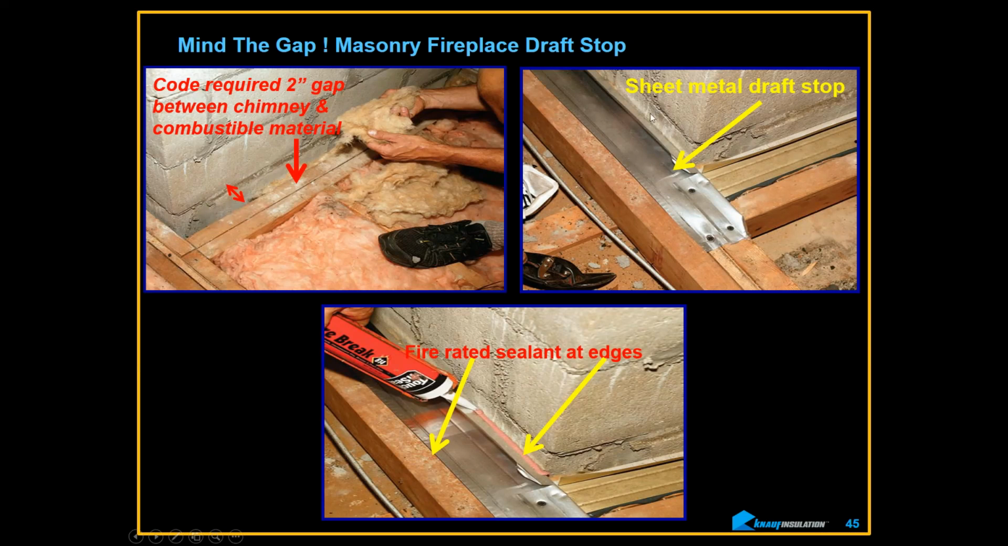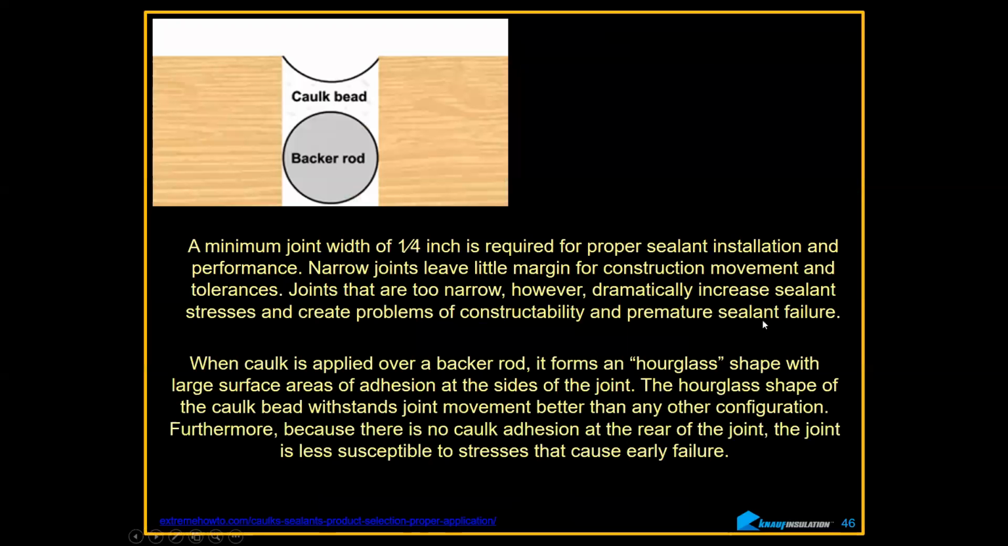You can treat it again with another non-combustible. This will be sealing up most of your air, and then you go over with the fire-rated sealant on both edges, and now you've got a really nicely sealed chimney. When you're installing caulk and sealants, it's got to have this shape to work. If it does not have this hourglass shape, it will not work.